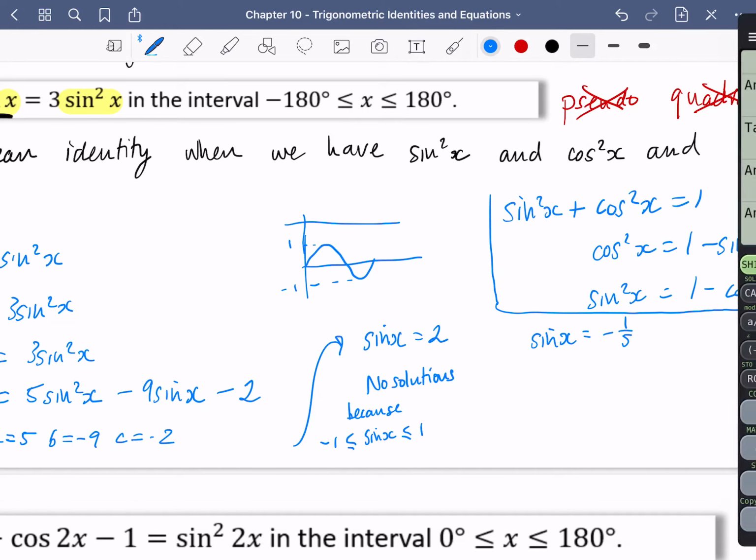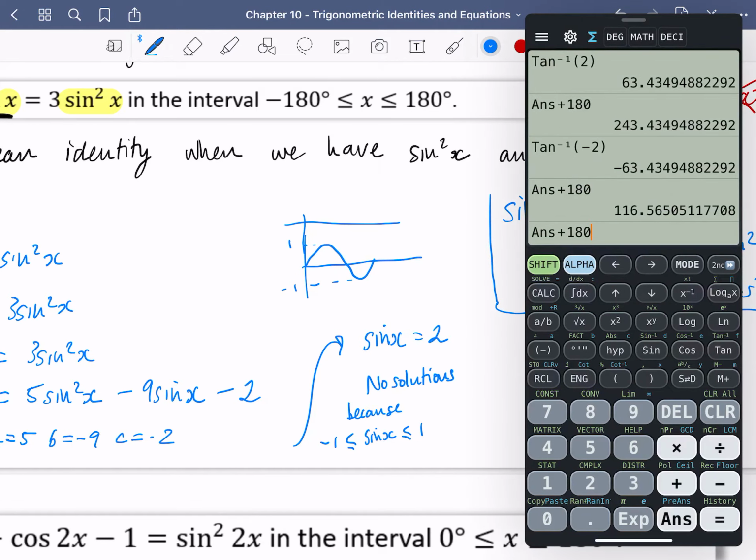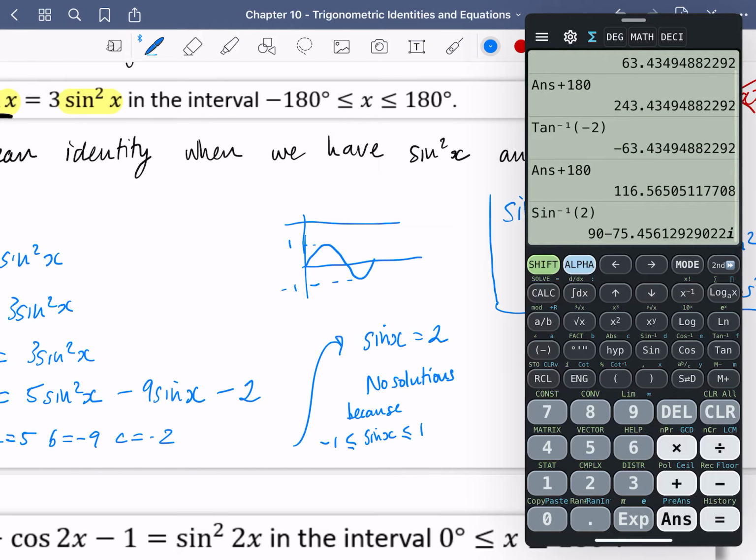So there's no solutions there. And if you do that on your calculator, I'm going to just clear this and show you. If I was to do the inverse sine of 2, ooh, that's very strange. Oh, no, it's not strange. We've got an imaginary number in here. I'm not sure if you can see the i at the end. So this doesn't have any real solutions.